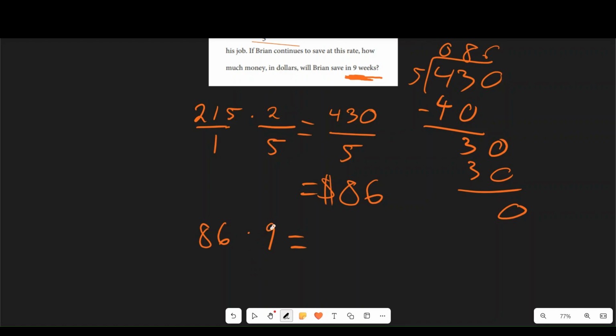Well, 9 times 6 is 54, carry the 5, and then 9 times 8 is 72. So we put a 2 down here. Well, actually, we don't put a 2 down there because we got to add the 5, right? So we get 77. So our answer is 774. Again, you probably could have used your calculator to do all of this very quickly.